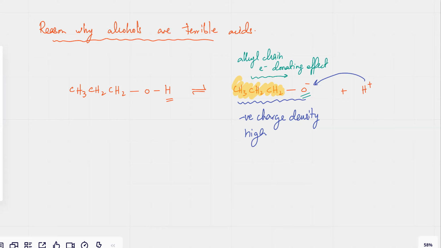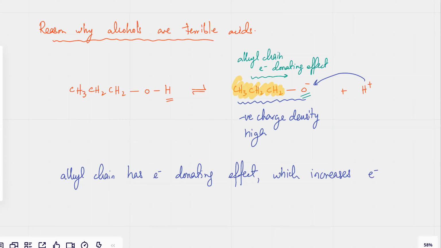So that's the reason why alcohols are such terrible acids. You'll be asked about this question: the reason why alcohols are terrible acids. The way you're going to phrase the correct answer is that the alkyl chain has an electron donating effect, which increases electron density on the ion, which in this case is CH3, CH2, another CH2 and O minus 1 ion. So alkyl chains have an electron donating effect, which increases electron density on the ion, making it unstable.